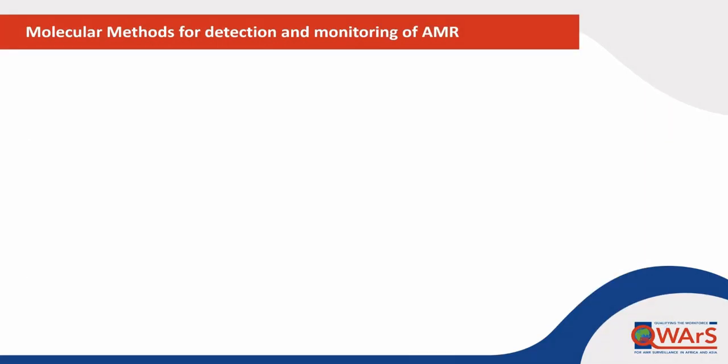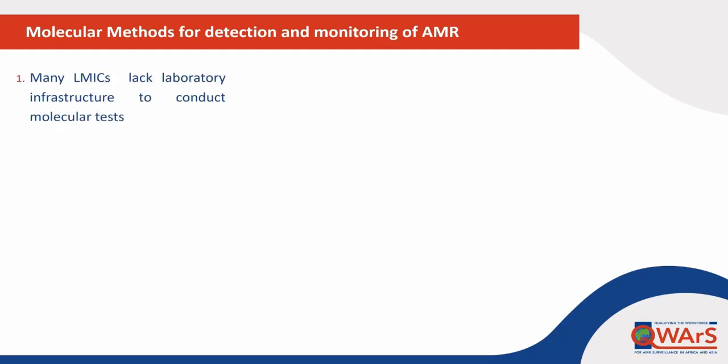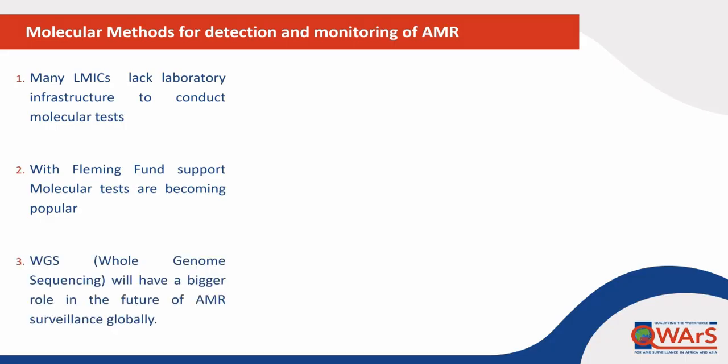This slide outlines molecular methods for AMR detection. Molecular methods are of varying complexity and require different laboratory capacity and training. Many low and middle income countries do not have the laboratory infrastructure required to conduct molecular tests. However, isolates or specimens can be shipped to well established reference laboratories in country or outside the country that conduct molecular AMR testing. It is foreseen that whole genome sequencing will have a bigger role in the future of AMR surveillance globally.